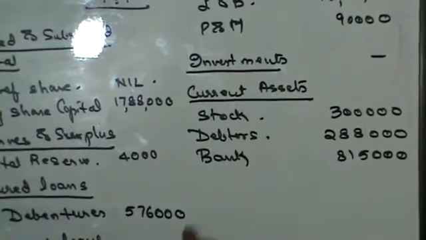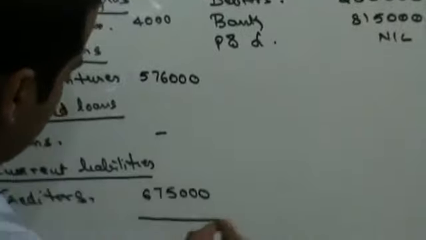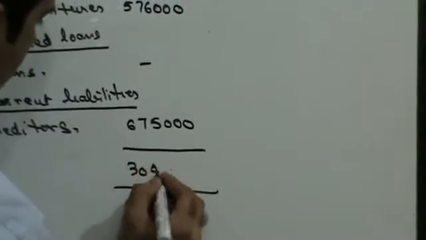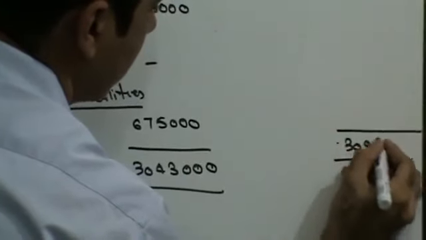Then you have profit and loss. Nil. 30 lakh 43,000. Right, that finishes that sum.